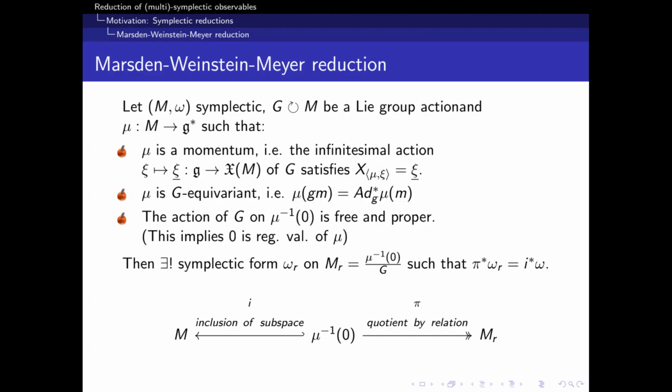Restricting a form to obtain a form is not a big problem, but passing to the quotient needs it to be basic. And one can prove that it is basic. And even more, surprisingly, it will be symplectic, i.e. non-degenerate on the quotient.